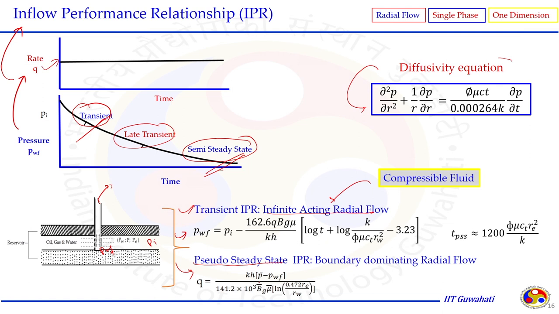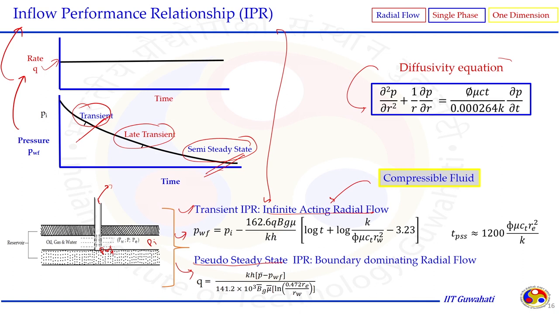Why have we written these expressions? Because the IPR is actually used to develop the reservoir delivery. It means at what rate the reservoir is delivering the fluid to the surface. We can use the transient expression if we are in the transient condition, and the pseudo-steady state expression when we are in the pseudo-steady state condition, to characterize the reservoir performance. We will see the application of these equations when we are testing the wells next week.